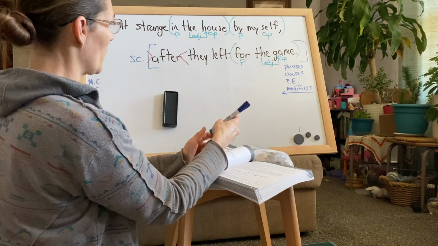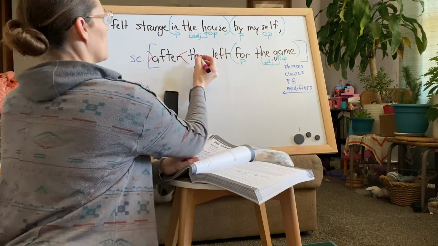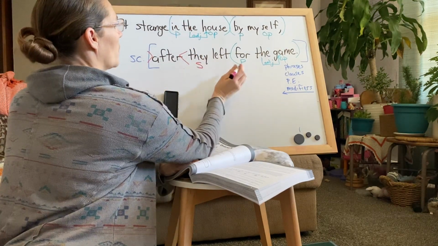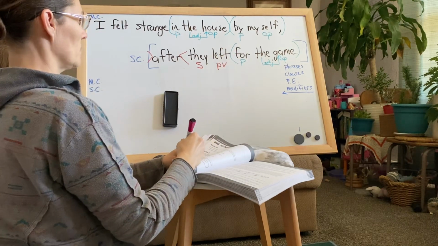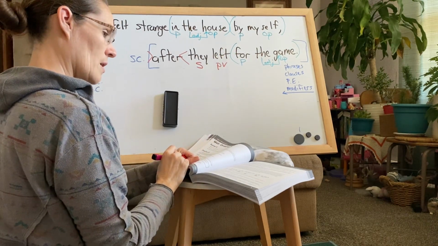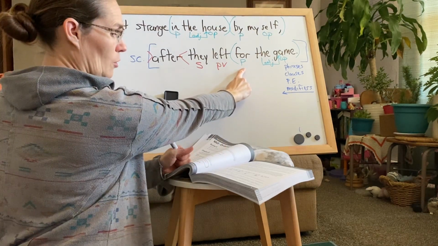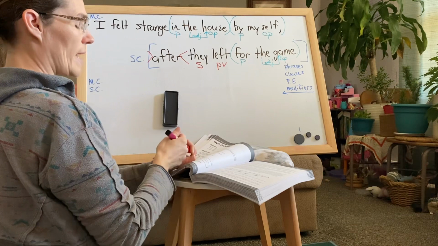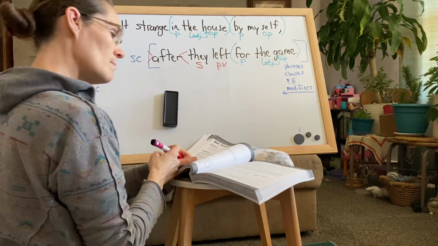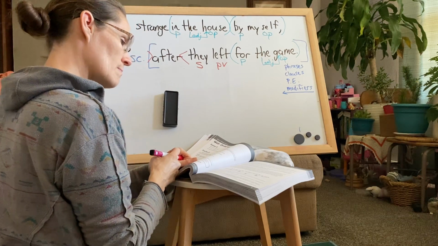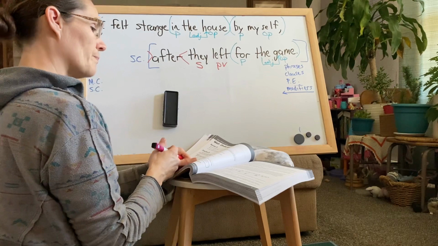So, after they left for the game, we have our subject, they. What did they do? They left. This is our predicate verb. And there's a prepositional phrase inside the clause. Is it adverbial or adjectival? Why did they leave? For the game. Adverbial.